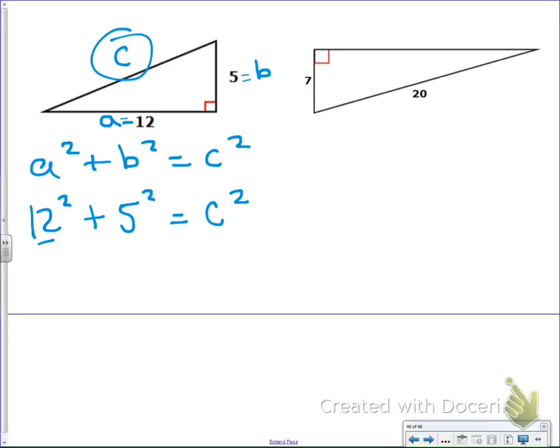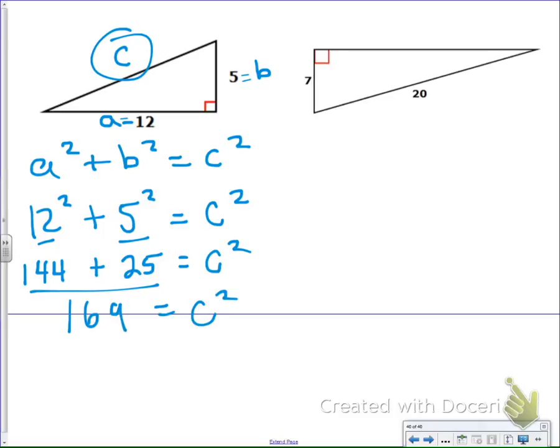Now, whenever I have a number with a square on it, I can go ahead and simplify that and take care of that. So 12 squared I know is 144, 5 squared I know is 25, and that's going to equal c squared. Well, now I have two numbers that I can add together. 144 and 25 is going to give me 169, and that equals c squared.